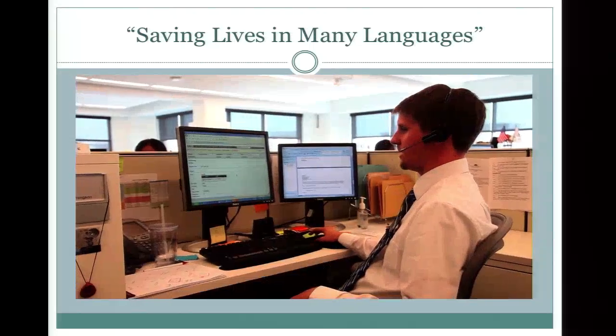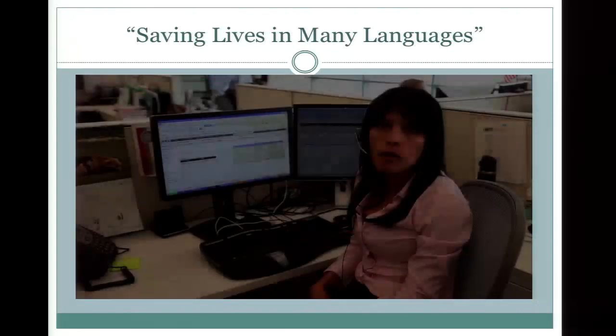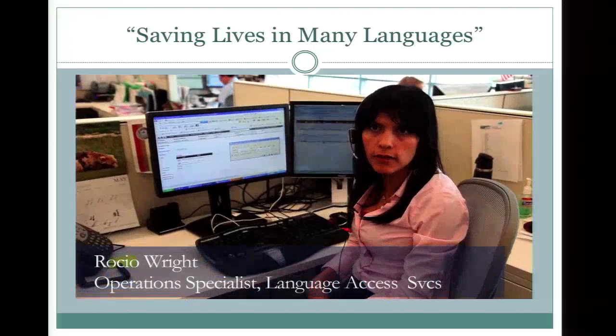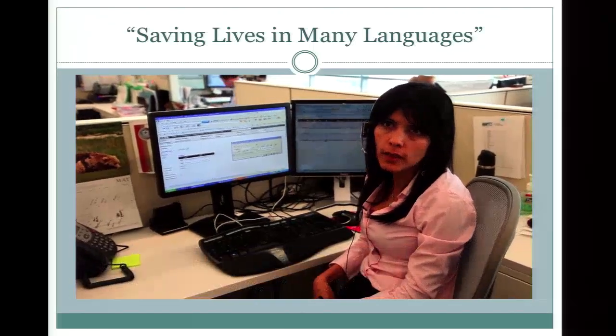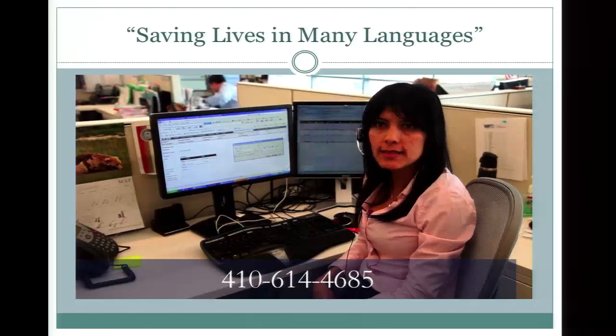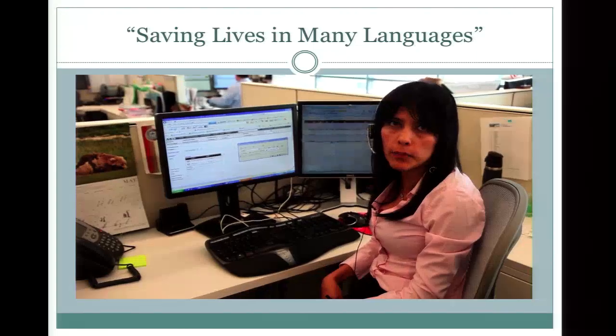Okay, you need a Nepali interpreter? Over the phone or in person? We offer services 24/7, and you can get a telephonic interpreter within minutes of your call. If you dial 410-614-4685, one of us will help you with your request.